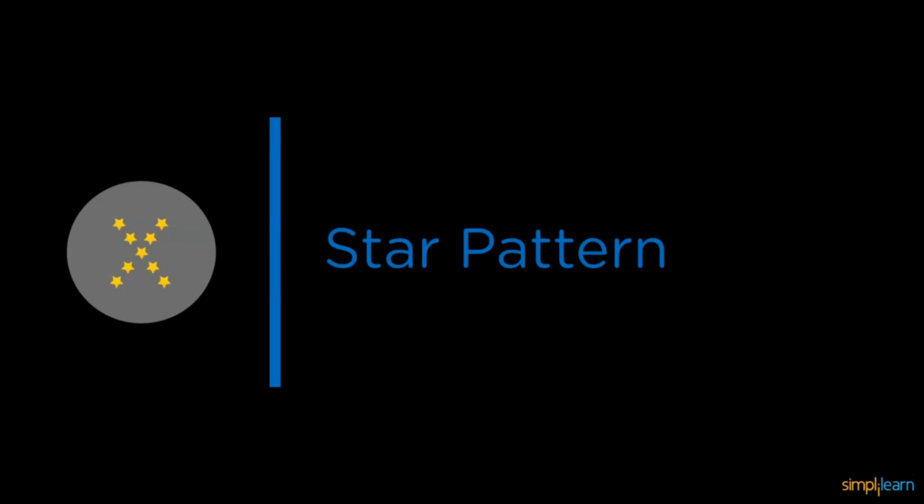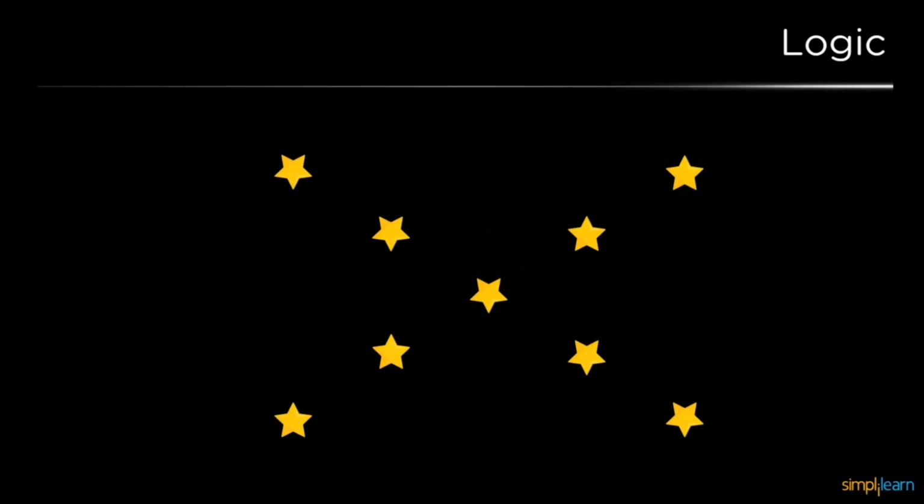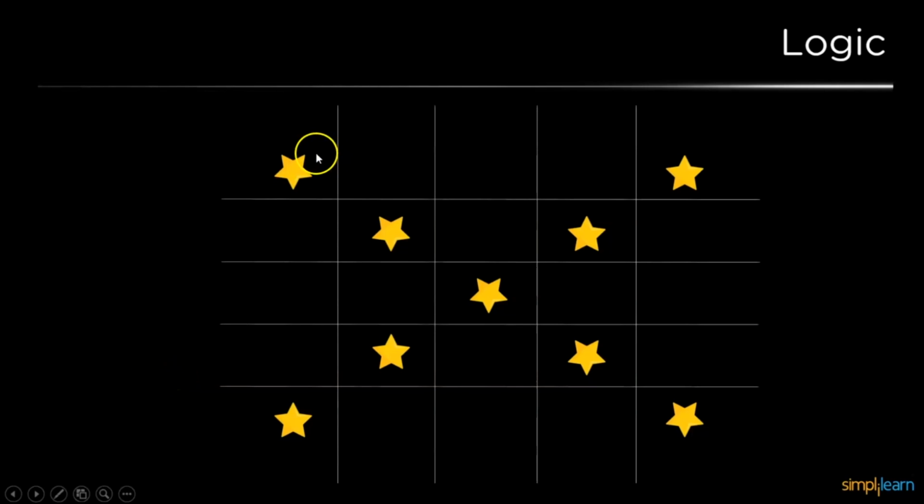Next we have the X star pattern program. So let's try to understand the logic. Here we have the first star, followed by 3 spaces and then a star. In the second row we have space, star, and space. In the third row we have 1 star in between the 2 spaces. And similarly we have the fourth row and fifth row.